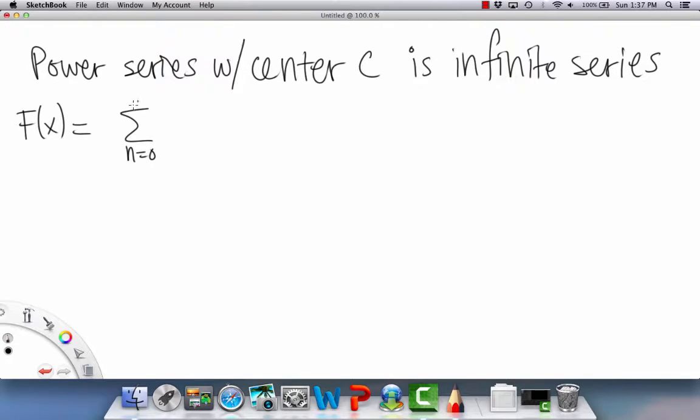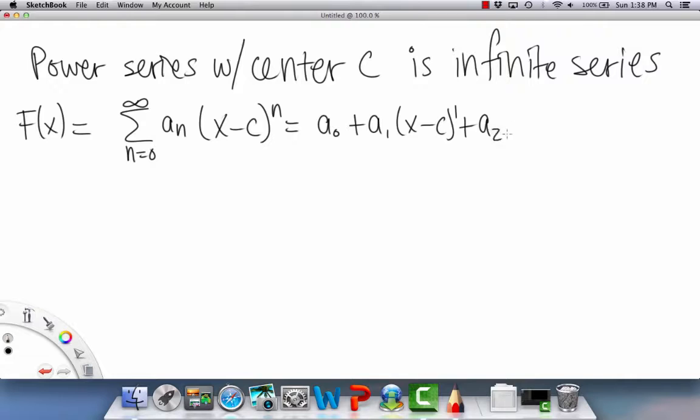Here's our infinite series of some sequence a n times x minus c, and remember again, c is our center, to the n power. So this is equal to a 0 plus a 1 times x minus c to the 1 power plus a 2 times x minus c to the 2 plus a 3 times x minus c to the 3rd, and so on.